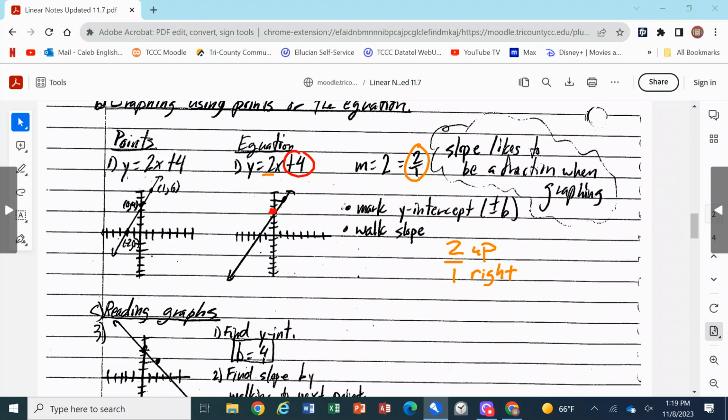So to find the next point, I'm going to go 1, 2 up, and then 1 to the right. There's the second point on there, and then there you go. Easy peasy.